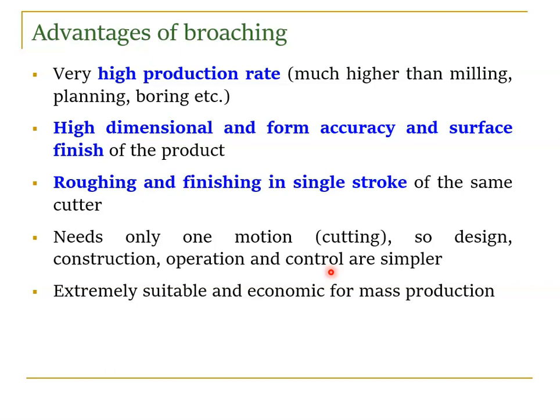simple. Apart from surface broaching, in other broaching machines either the tool or the workpiece can move. Any one moving is enough, and the remaining should be stationary. If the tool moves, the workpiece should be stationary. If the workpiece moves, the tool should be stationary. So construction-wise and design-wise it's very simple, and extremely suitable for mass production. Generally it is used for mass production. If I want to make just one product, I cannot use a broaching machine.